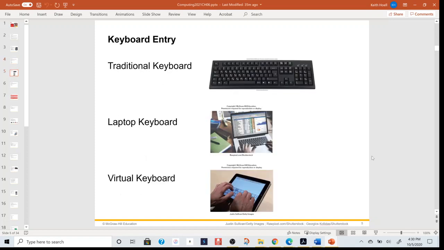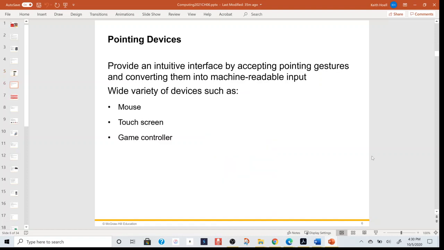These are some pictures of laptops. Some keyboards are actually virtual, which means that you can't touch them physically. They're embedded into your computer screen, like the virtual keyboard you see below. Pointing devices would be a mouse, a touch screen, a game controller. It allows an intuitive interface. It can accept gestures, such as moving the mouse pointer around. It's more intuitive, meaning it's more natural to move something and to drag things, just like you're picking them up and moving them from one place to another. Pointing devices are supposed to emulate that.